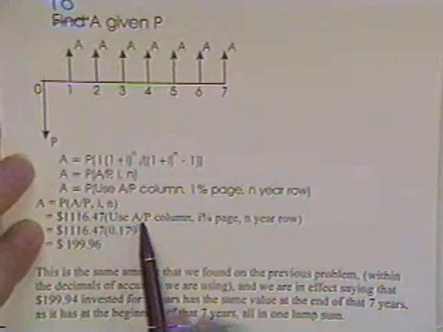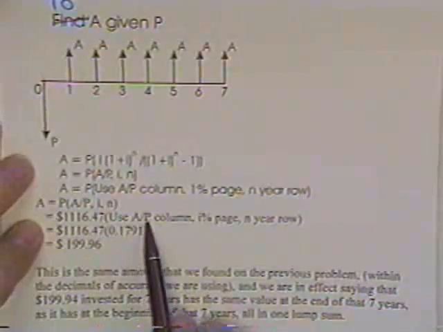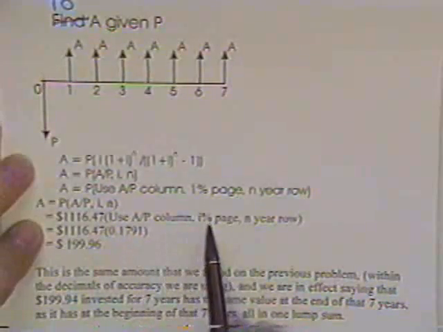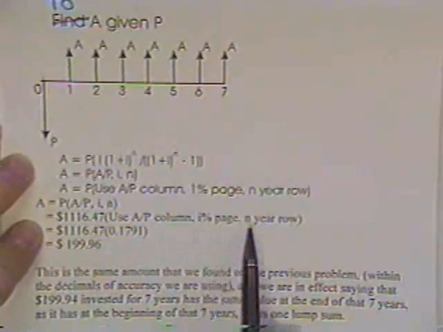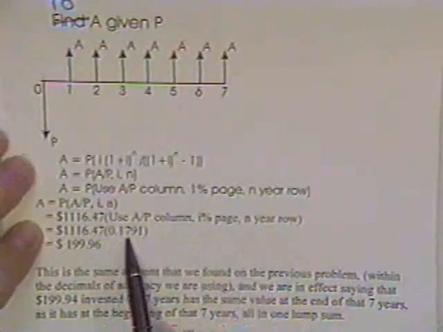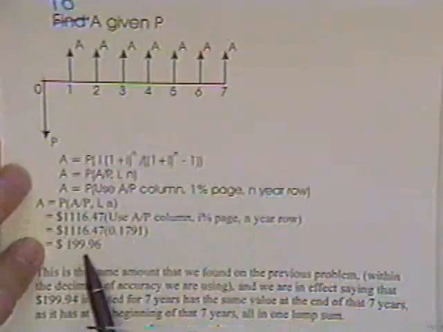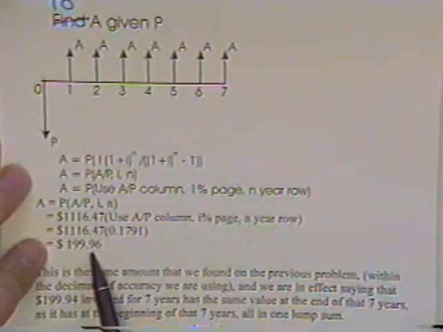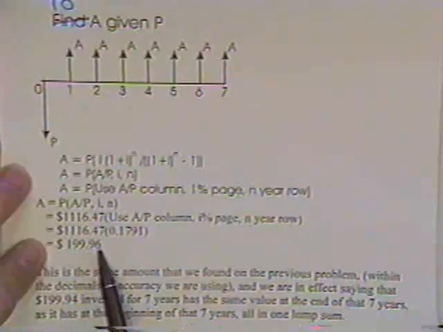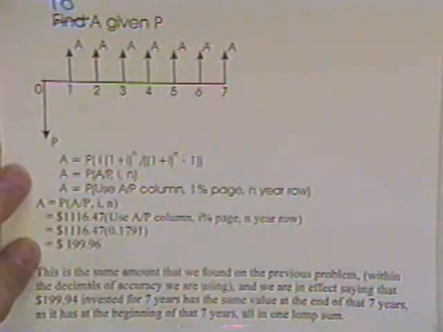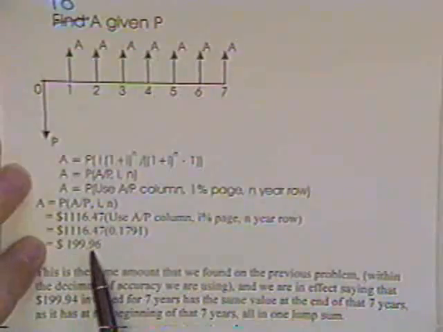If you go in and you use the A over P column on the 6% page on the 7-year row, you'll find it's 0.1791. And so it also comes out pretty close to $200, $199.96. That's the same thing we found on the previous problem.